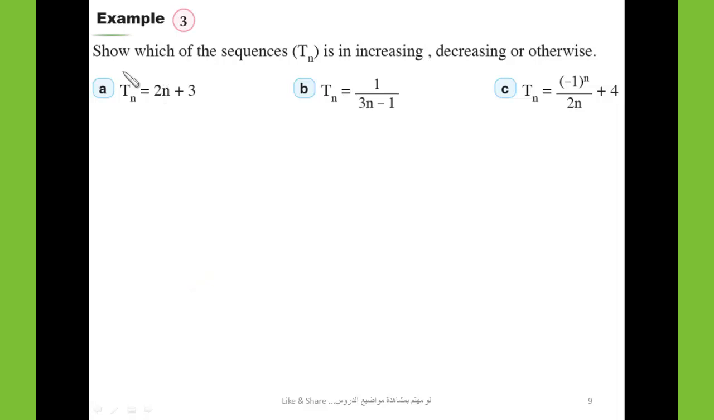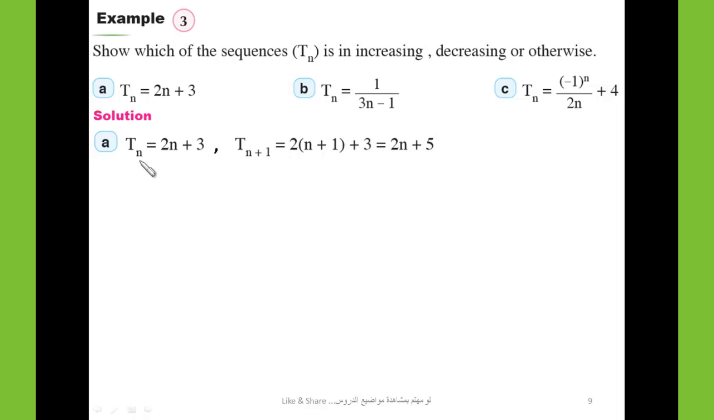Example 3. Show which of the sequences Tn is increasing, decreasing, or otherwise, meaning not increasing and not decreasing. Let us try the first one. Solution. Tn equals 2n plus 3, and for Tn plus 1 we substitute n equals n plus 1. What do you get? 2 multiply n plus 1. Instead of n, we substitute n plus 1, because we want to calculate Tn plus 1. So 2 multiply n plus 1 plus 3 equals 2n plus 5. 2 multiply n, 2n. 2 multiply 1, it is 2, plus 3 equals 5.